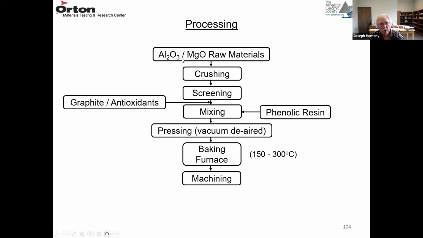So you start out with alumina and MgO raw materials. Again, we're crushing and screening to get the right particle size distribution so that when we press the material, it'll have maximum density. You're adding graphite and antioxidants during mixing, plus the phenolic resin. These are vacuum de-aired during pressing, and they're just going through a baking furnace to cure the phenolic resin. So it's a low temperature furnace.